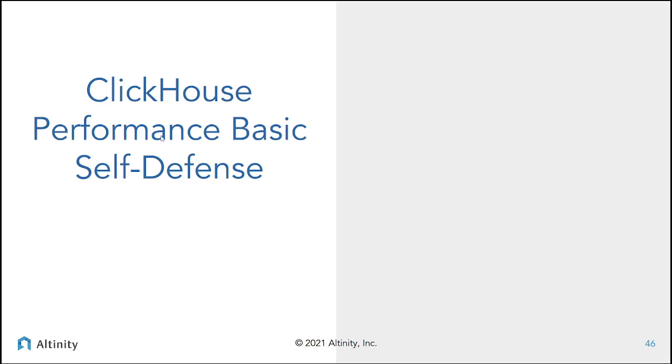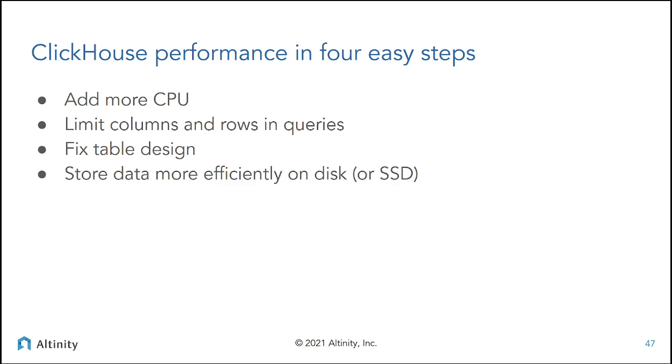Speaking of performance, the final section here, we're going to talk about some self-defense on performance. ClickHouse is out of the box really fast, but it doesn't hurt to do a few things that will help it go even faster and begin to get you some of the legendary performance. Let's look at them. So 4 easy things you can do. Add more CPU. Be careful what you ask for, so limit your columns and rows. Do some simple fixes on table design, and then more complex, storing data more efficiently on disk. And I won't tell you how we're doing it because we'll show it in the slides.